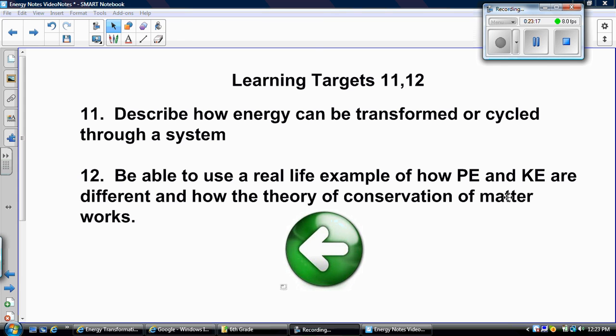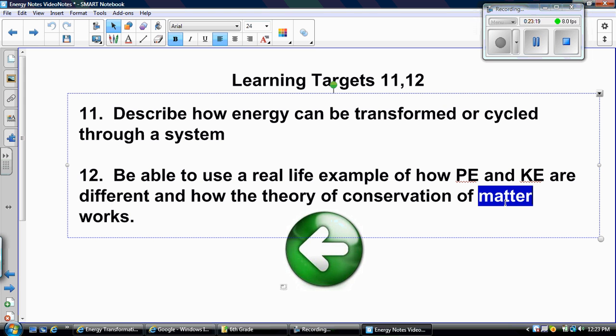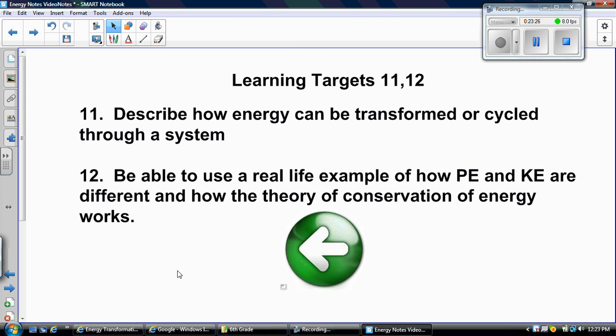And you should be able to explain how the law of conservation of energy works. So that's when we're talking about how we can't create or destroy energy. All we're doing is changing it from kinetic to potential, potential to kinetic, kinetic to kinetic. Okay? So with all those energy transformations, we're not creating or destroying energy. We're just changing it from one form to the next.